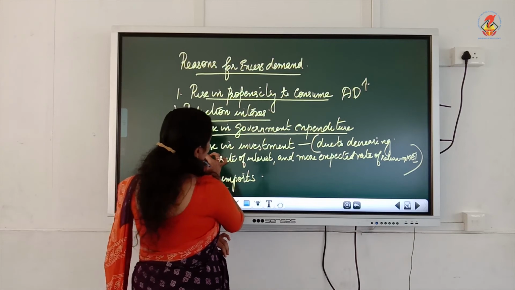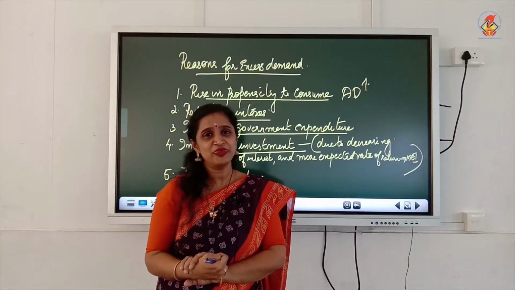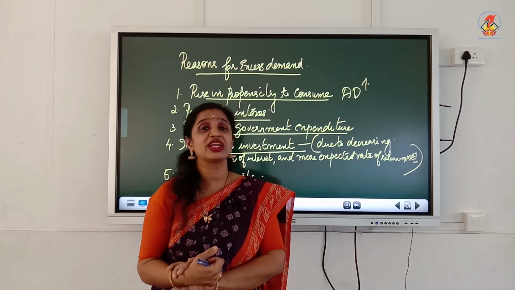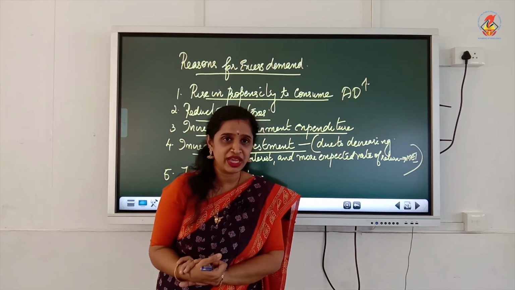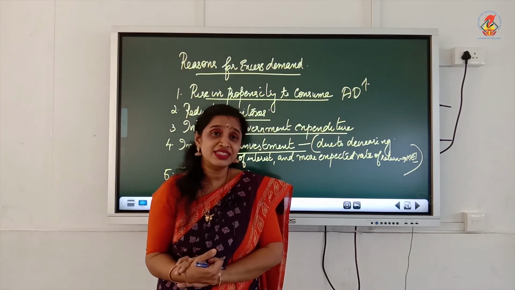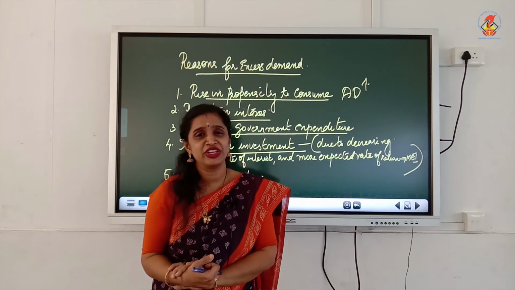Now the next is increase in the investment. Investment is from the part of producers. When does a producer increase his investment? In two cases. First case is when the rate of interest is very less, because he needs to make funds for investment. So he will take a loan from the banks. When the rate of interest is less, he will move for that. He will increase his investment.